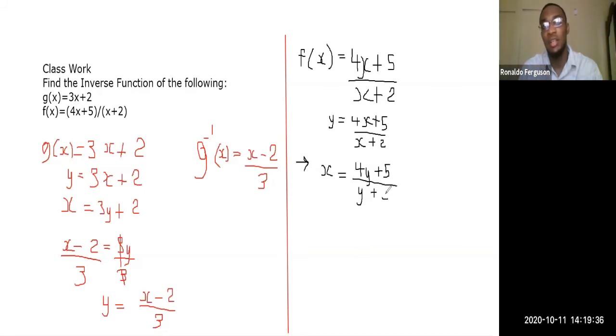Now step 3, make y the subject. How are we going to make y the subject? This looks pretty weird, doesn't it? Now this is easy. All you have to do is think of this x as x over 1. So if we cross multiply, we would get x times y plus 2 is equal to 1 times 4y plus 5.